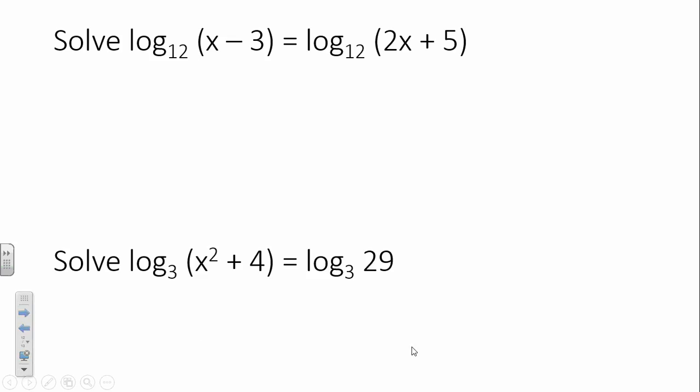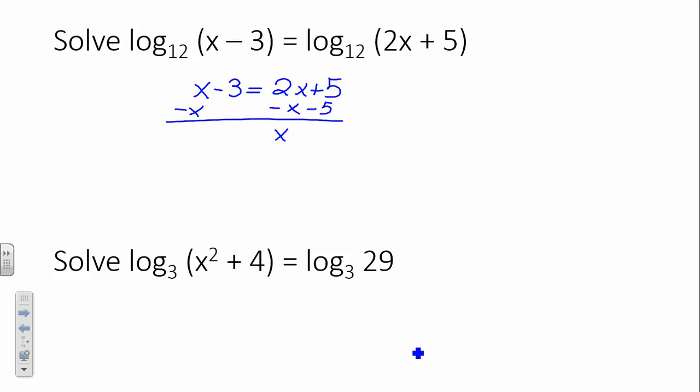Last examples. Next, we are to solve log base 12 of x minus 3 equals log base 12 of 2x plus 5. Remember the one-to-one property yesterday? When the bases were the same, then the exponents were the same, right? We have log base 12 equals log base 12. Are our bases the same? So should the answers be the same? Make sense? So now we simply solve our algebra problem. Take x away. Take away 5.